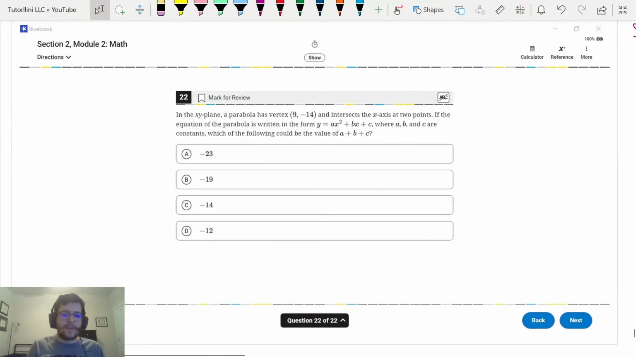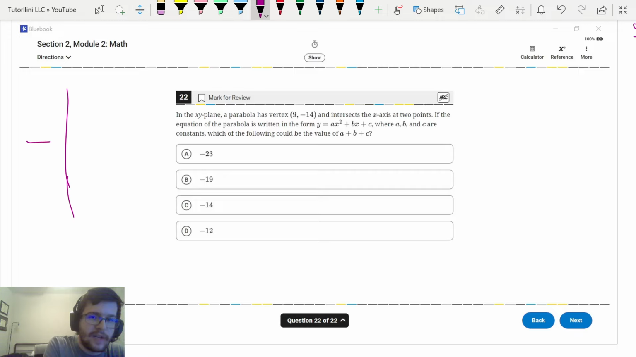All right, very tricky question. And now let's do this guy. Actually, this one isn't as bad. So first, let's recognize that the vertex is 9, -14. So that's somewhere down here in this quadrant.